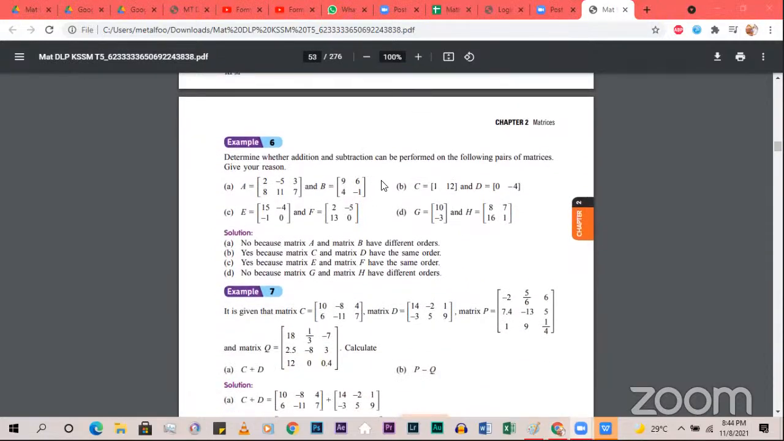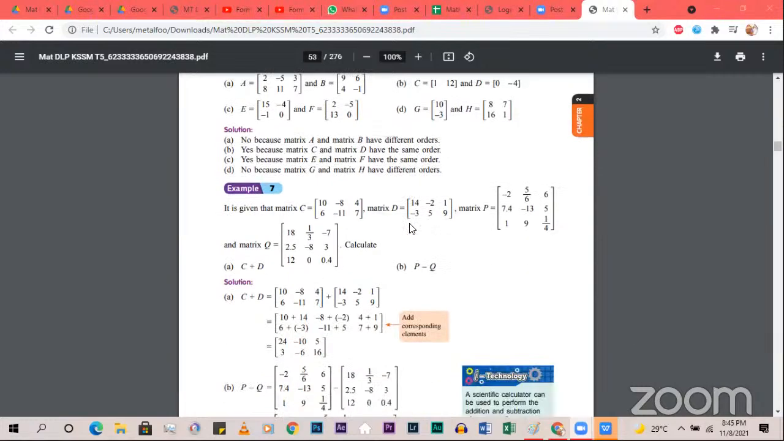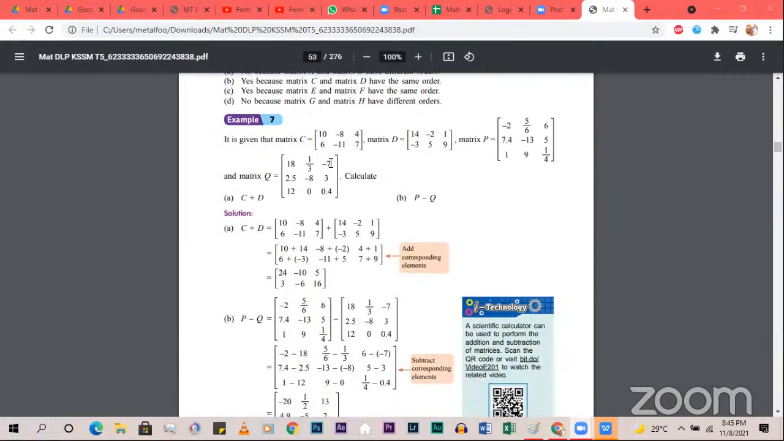Determine whether addition and subtraction can be performed on the following pairs of matrices. Give a reason. This one is 2 times 3, and this one is 2 times 2. They have different orders, so no, cannot. B is 1 times 2, and this is 1 times 2 as well, so yes, it can. This one, C, is the same order, so yes, can. This one cannot because they are not in the same order. This type of question should normally come out in the exam.